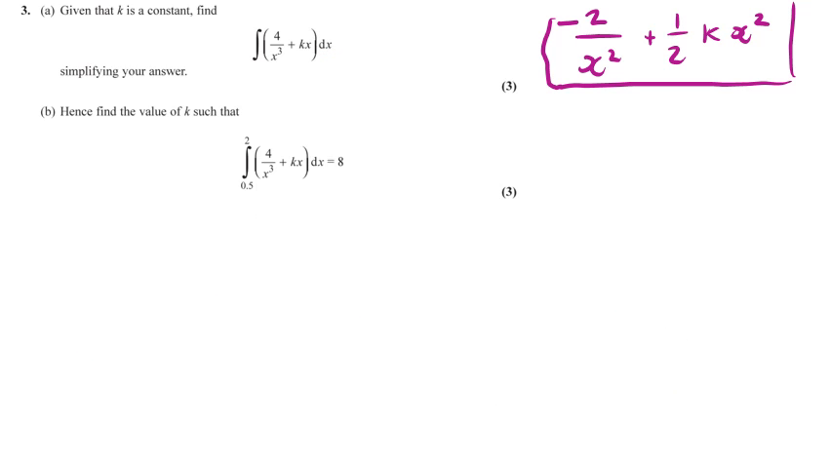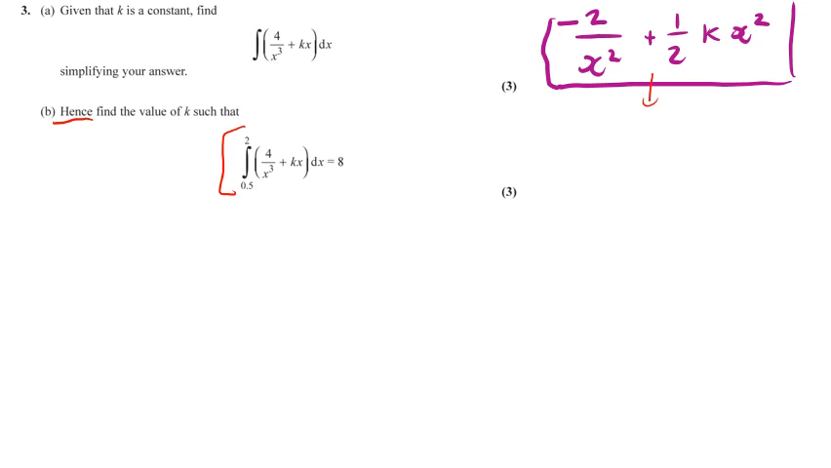Okay, so then with part B. So part B says hence, so we're going to use our answer to part A to help us out. So my integrated expression from part A was this. Now with part A, there was a plus c. With part B, there needs to be no plus c because we're integrating between particular limits, so between 2 and 0.5. So when you integrate between limits, we substitute both values in and then subtract.